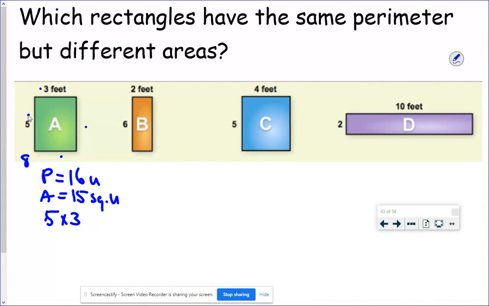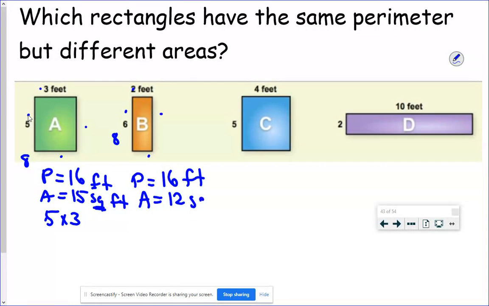So when you're finding area, remember it's the number of squares. When you're finding perimeter, it's the distance around the shape. Oh, and it's actually not units, it's feet. I know what we're measuring in. So for perimeter of this one, 6 plus 2 is 8, and double that, that's 16. The area is 6 times 2 is 12. 5 plus 4 is 9. Double that, that's 18. And then the area is 20 square feet.